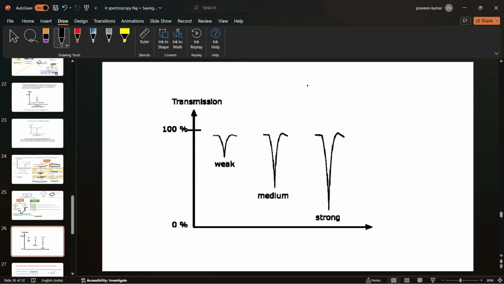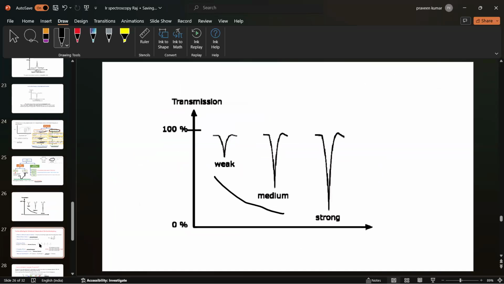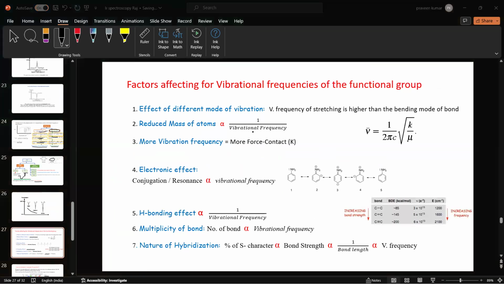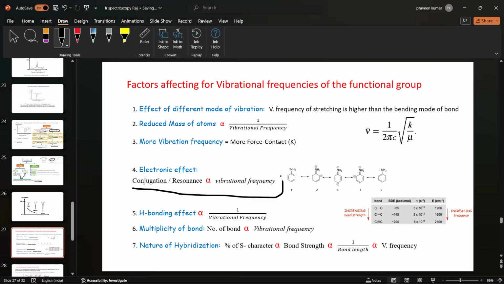So these are the different intensities of the peak. These are the other factors which influence the vibrational frequency. Reduced mass, as I mentioned: the larger the molecular mass, the lower the vibrational frequency. Force constant, conjugation or resonance is directly proportional to the vibrational frequency. Hydrogen bonding has an inversely proportional relationship. As the multiplicity of the bond, the number of bonds, increases, the vibrational frequency also increases. If the electronegativity increases, the vibrational frequency increases, and also the hybridization.